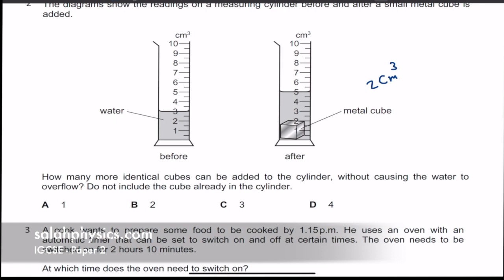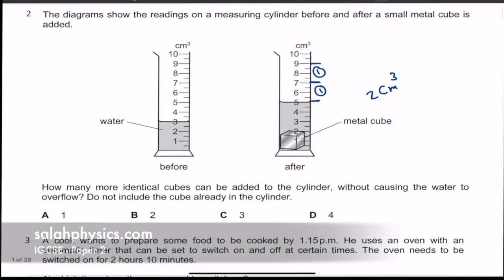And it means from 5 to 7, this is 1 cube that could be added. From 7 to 9, this is 1 more cube. But if you add 1 more cube, the third one, the water will overflow from the graduated cylinder. So the right answer here is just 2 cubes could be added. So the right answer is supposed to be B.